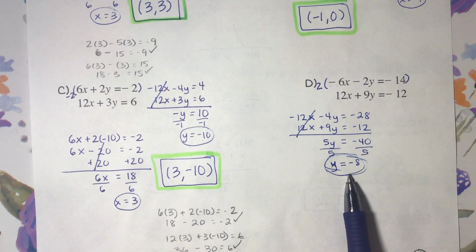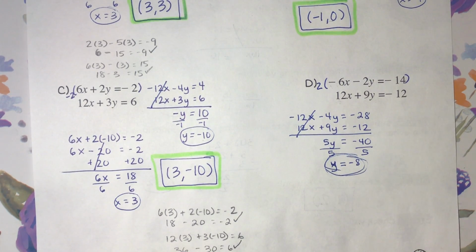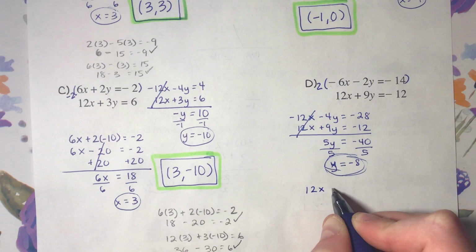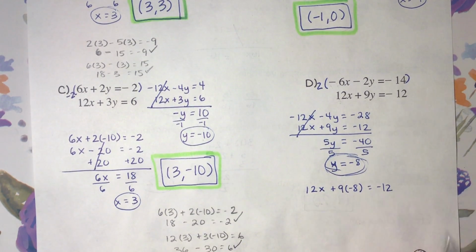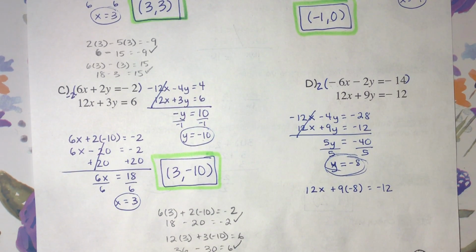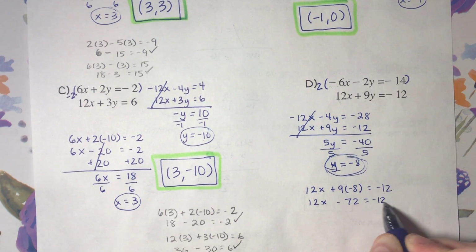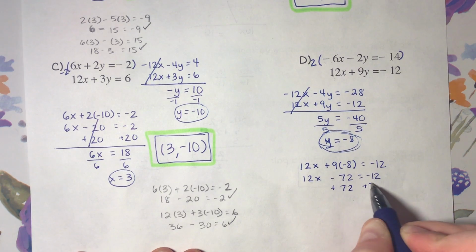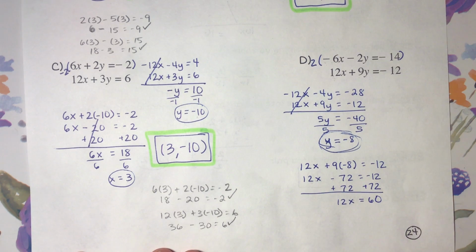Take this y equals negative 8 and substitute it back into one of the equations. I'm going to do the bottom one just because. So I have 12x plus 9 times negative 8 is equal to negative 12. Well, that's 12x minus 72 equals negative 12. Add 72 to both sides. That gets me 12x is equal to 60.